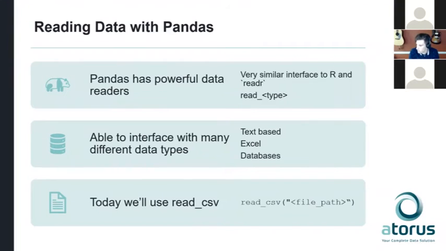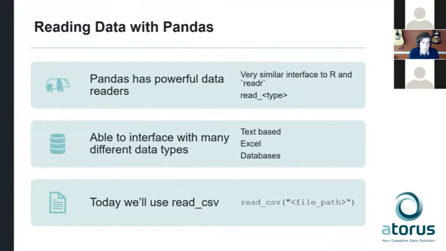So it's got a very powerful data reader that can read a lot of different stuff. So basically read_ thing, where the file type is kind of how it's going to look. You can look at the documentation on their website, but today we're going to be using read_csv because we're going to be reading a CSV document, but it'll read all sorts of different data types. And it's very similar to the read_r interface in R.